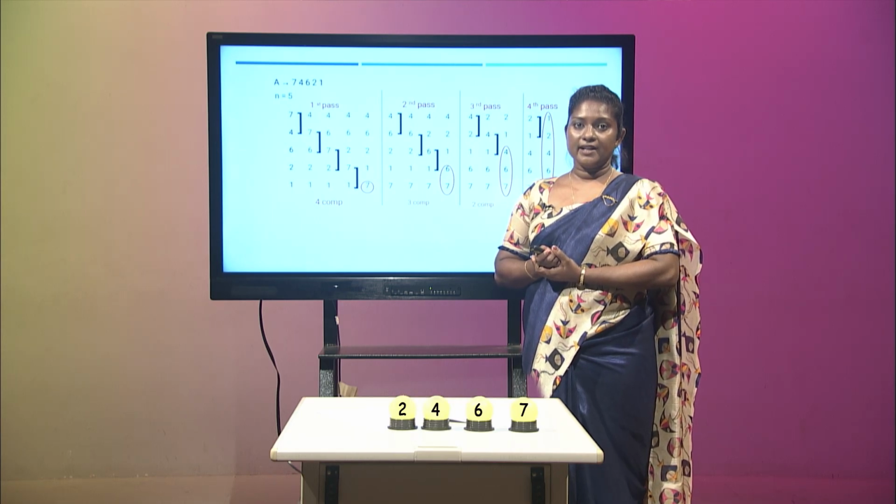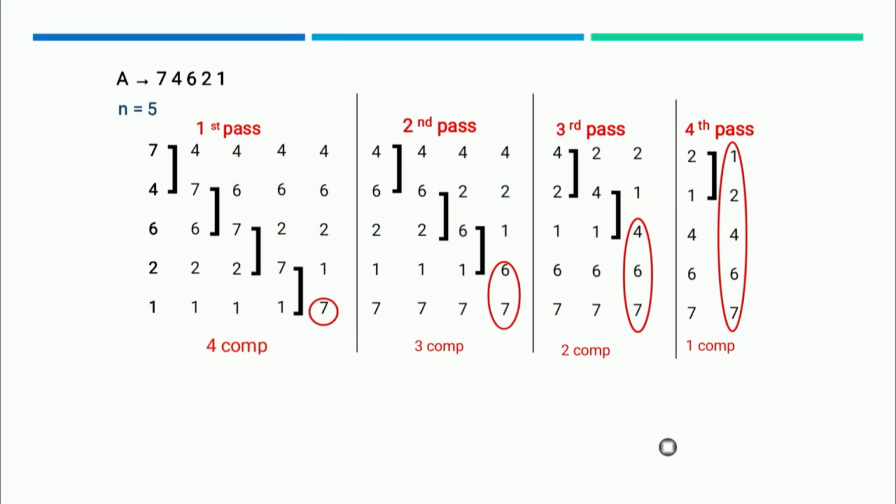Let me explain the time complexity of the bubble sort now. We have performed the bubble sort using 5 elements. And now, can you tell me how many passes you have performed? Totally, you have performed 4 passes.